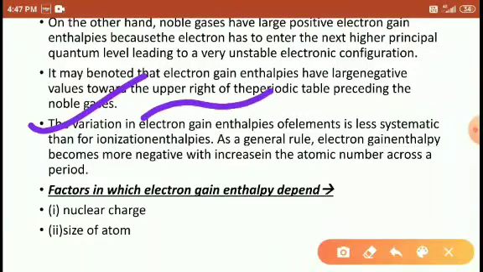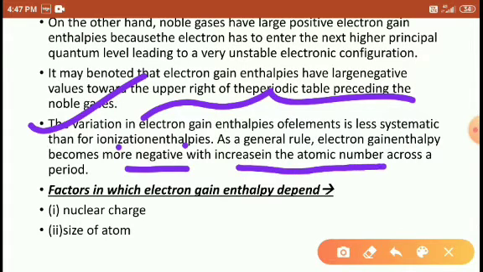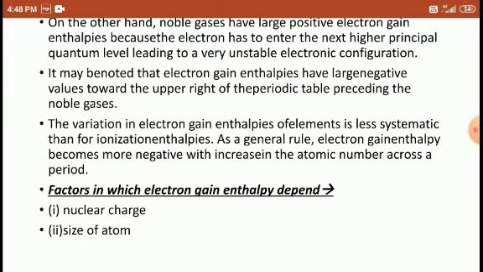The variation of electron gain enthalpy of elements is less systematic than ionization enthalpy. As a general rule, electron gain enthalpy becomes more negative with increased atomic number across the period. Electron gain enthalpy becomes more negative as we go across the period. Okay, students, look here.